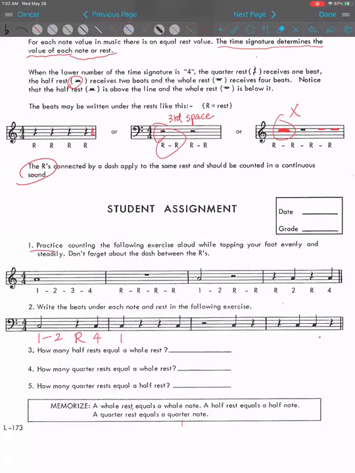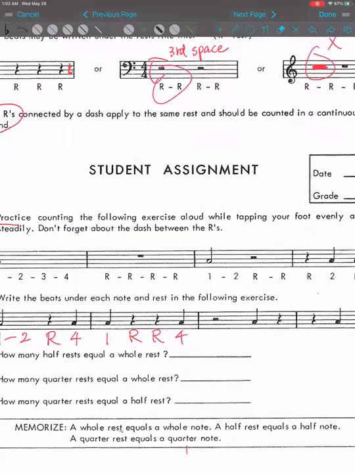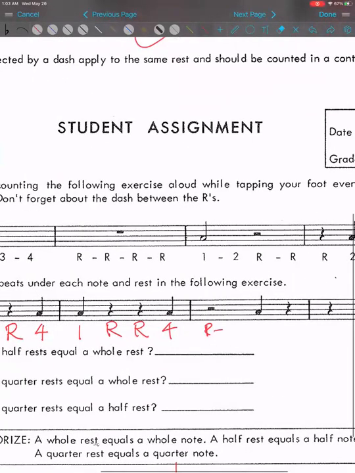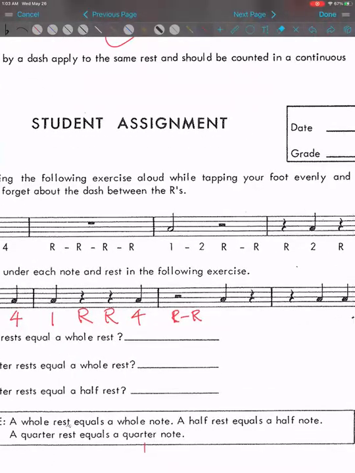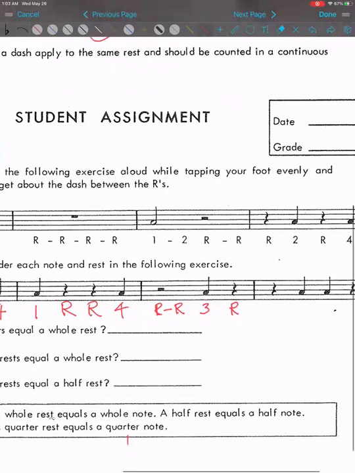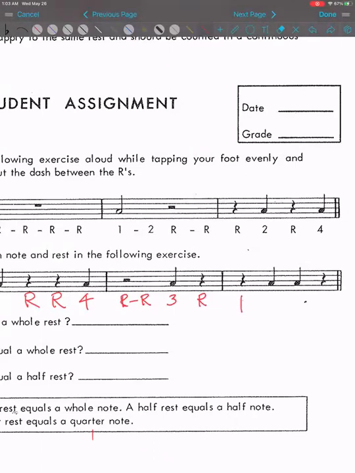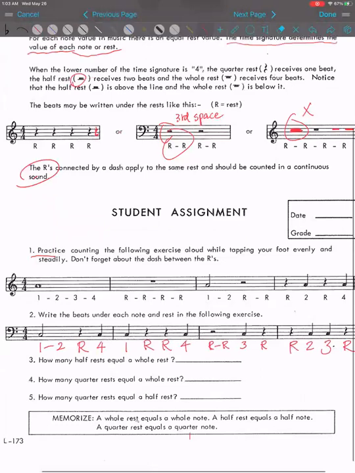Next, 1, rest, rest, 4. And then rest, dash, rest. I'm sorry, I was thinking two quarter rests, but it's not. It's a half rest. Then the third beat is a note, so we're going to write a 3 and then a quarter rest, so here R. The last one is R, 2 because that's the second beat, 3 and then rest.